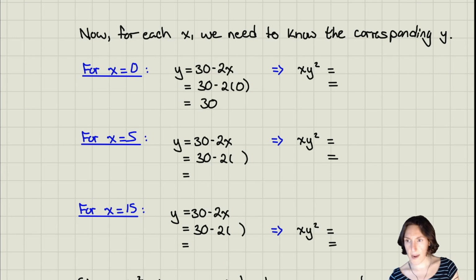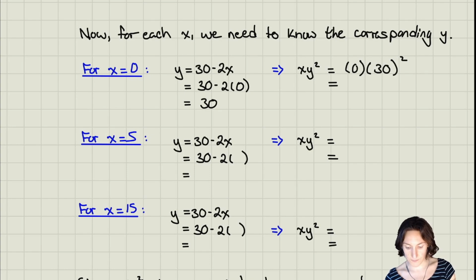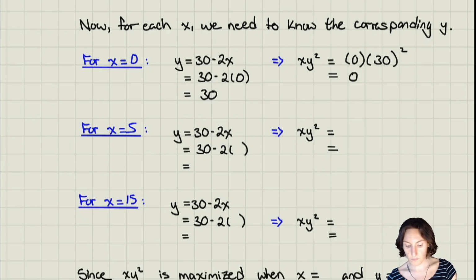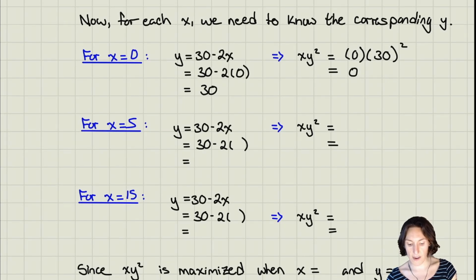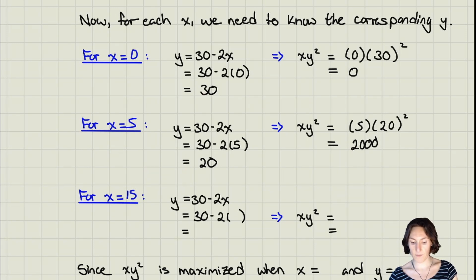Now, what does my xy squared equal in that situation? So if I go 0 times 30 squared, that value here is just going to be 0. For the case when x is equal to 5, what y does that correspond to? Well, that corresponds to 30 minus 2 times 5, so that would be 20. And if I multiply 5 and then 20 times 20, that's going to give me 2,000. So this number is bigger than this number. So far, this set of points is winning.